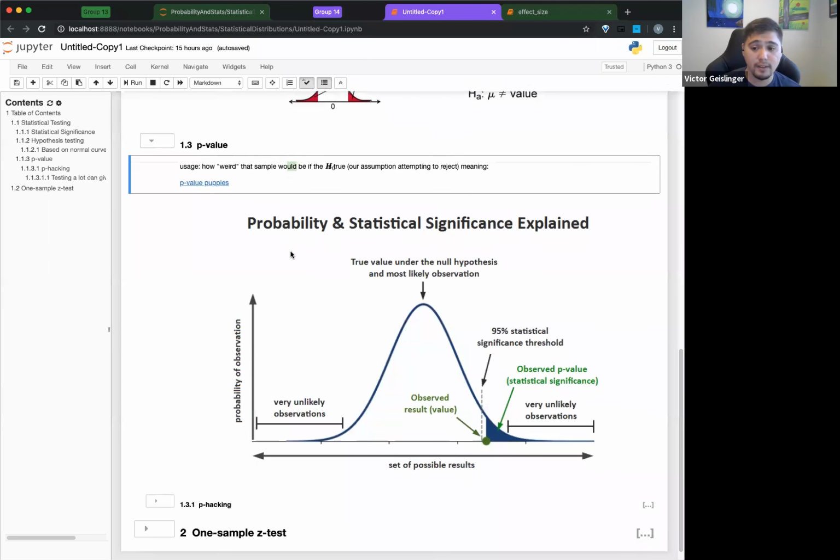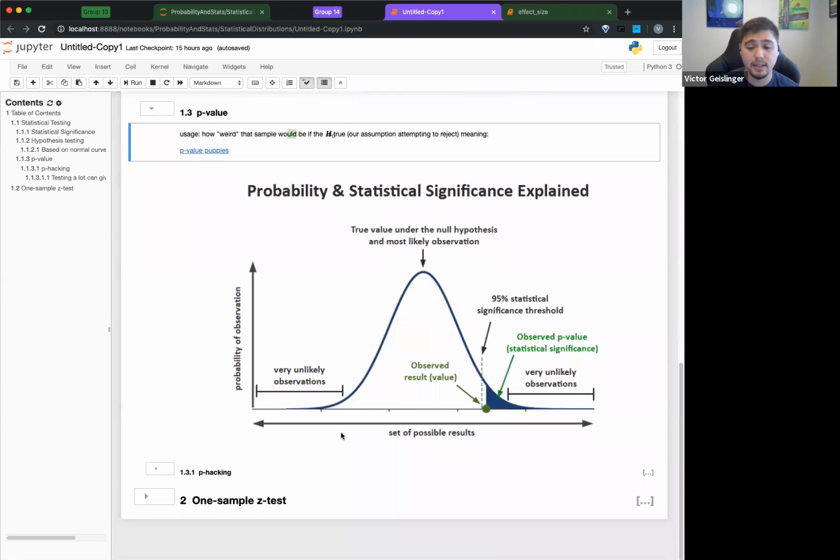Essentially, it's how weird it is. Here's the same exact looking thing. You can see the observed value right here. You can see this blue is saying how weird we're allowed to accept it. Our alpha value determines this line right here, and determines this part.